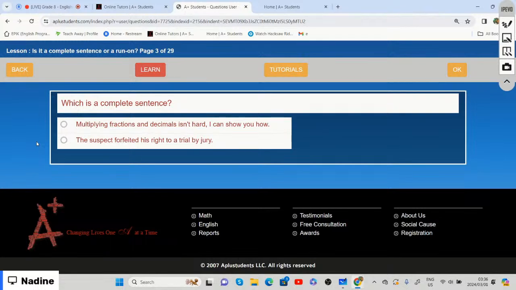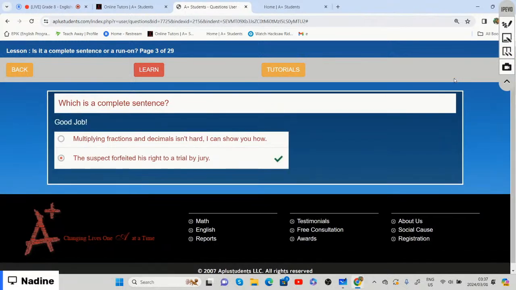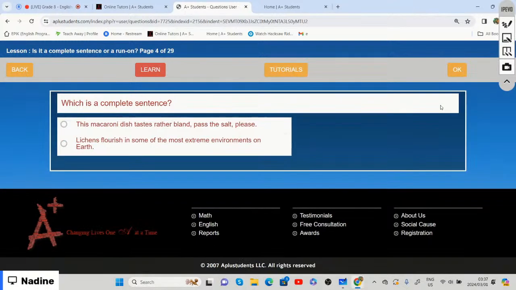All right, so if we select a complete sentence, it says multiplying fractions and decimals isn't hard. I can show you how. Or the suspect forfeited his right to a trial by jury. Let's choose the second one. All right, so the second one is correct.